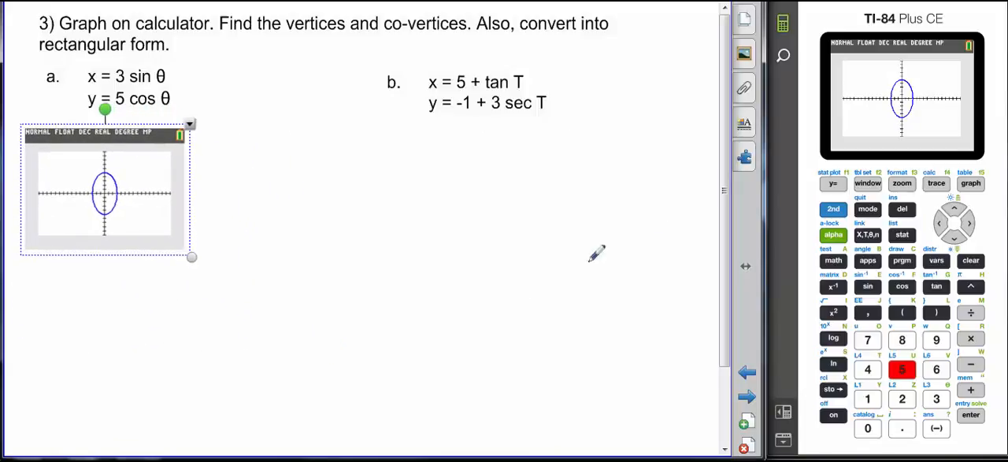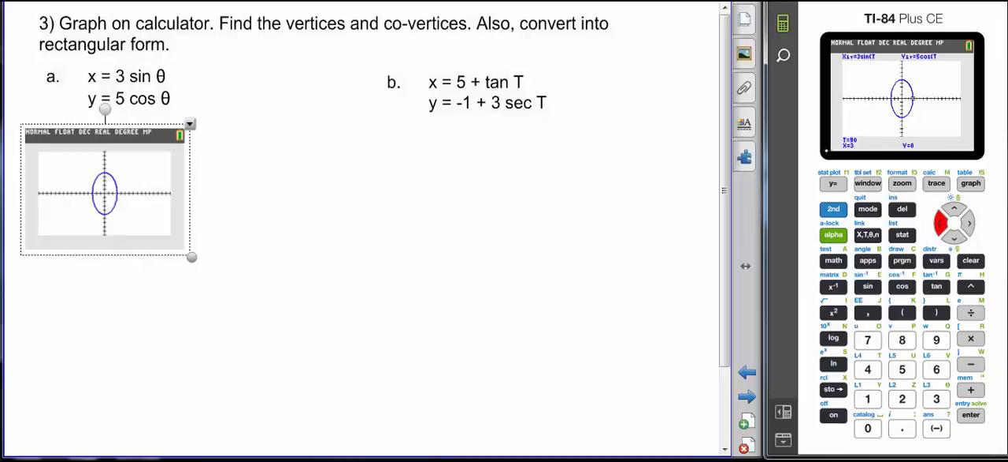That is most definitely an ellipse, which sort of makes sense since we're looking for vertices and co-vertices. So let's go ahead and change this to rectangular form, although I guess we could find the vertices probably first, because when I hit trace, I immediately see the co-vertices right there. They're at 0, 5, and as I work my way around, you notice the values here are really nice.